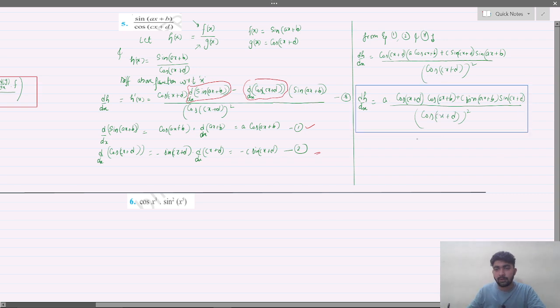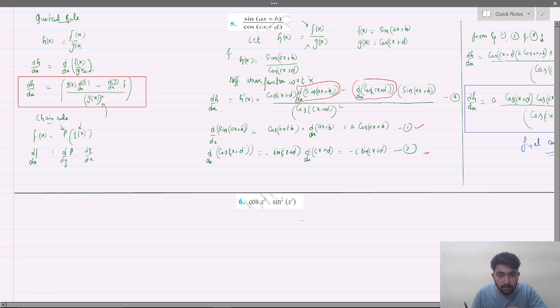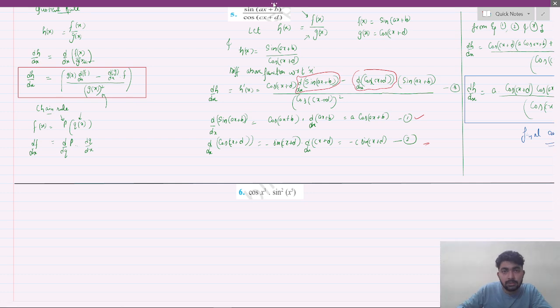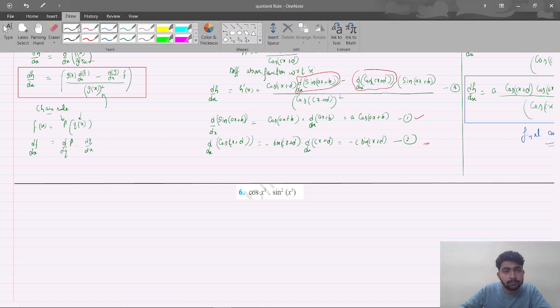This is your final answer. I hope you understood how many methods we apply here. So now we are moving toward our second question. What is the second question? That is question number 6.